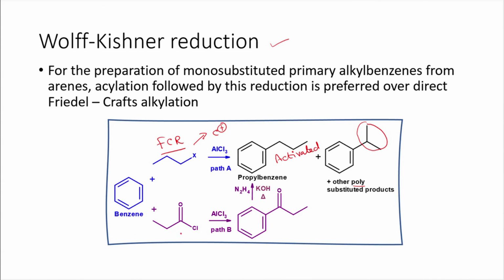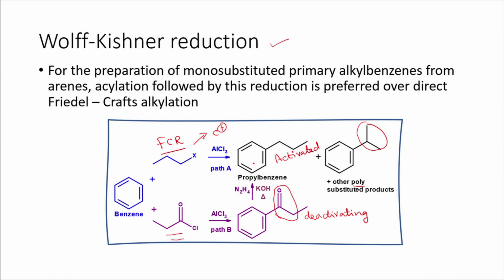But if we use the Wolff-Kishner reduction, that means if we do the same Friedel-Crafts reaction using an acyl halide, then this acyl unit is a deactivating unit. So, poly-substitution will not happen on this aromatic system, and we end up with an acylated product, and this acylated product can easily be reduced using the Wolff-Kishner reduction to the corresponding alkyl benzene.